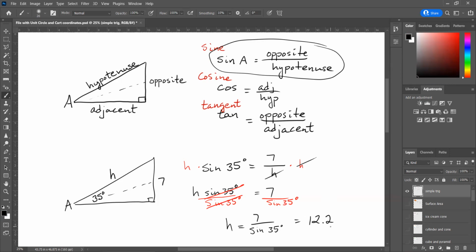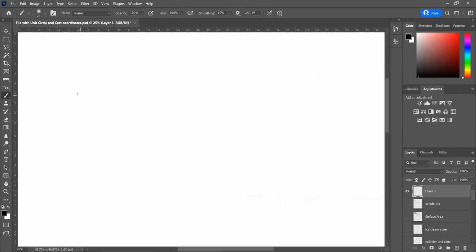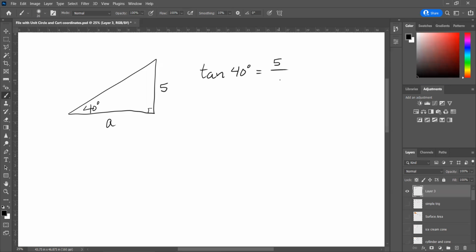So that's how we would use this type of problem, is just figure out which of those three, sine, cosine, or tangent, we need, and then set up the relationship. Let me do a similar one, again with the right triangle. Let's say this is 40 degrees, and they give me this side is 5, and they want me to solve for the adjacent. Well, opposite and adjacent, that was tangent. So the tangent of 40 degrees equals the opposite side divided by the adjacent side.